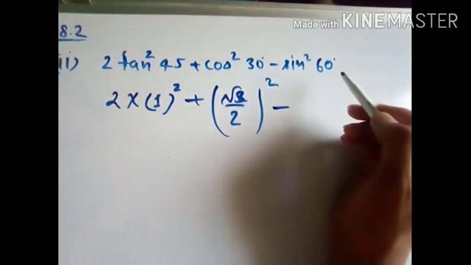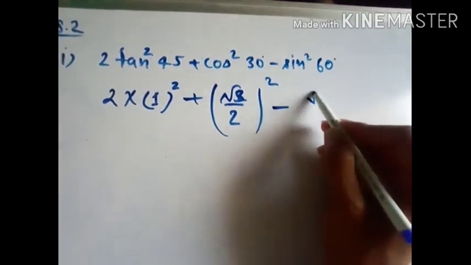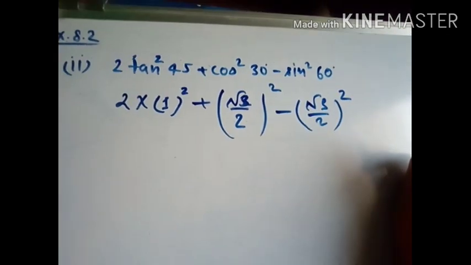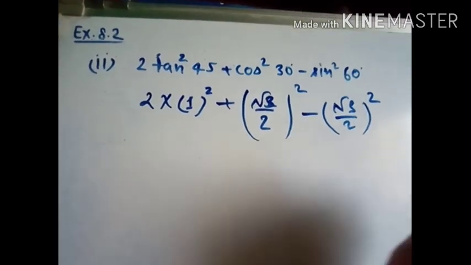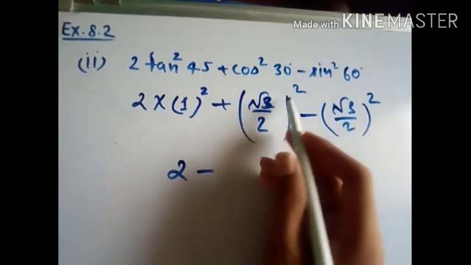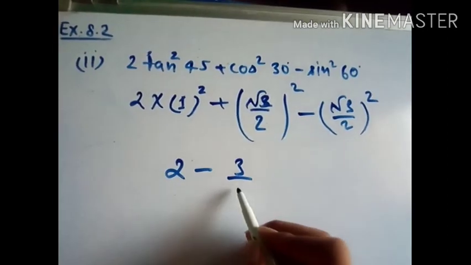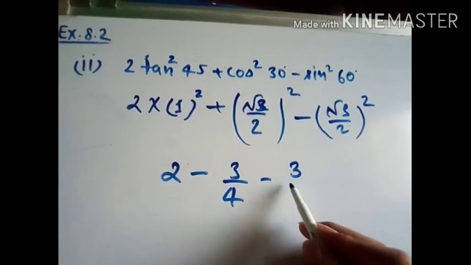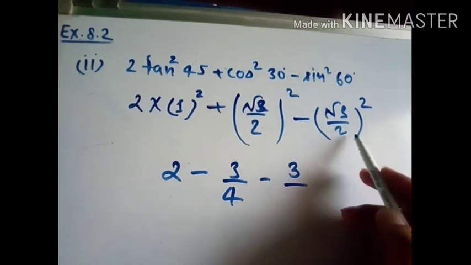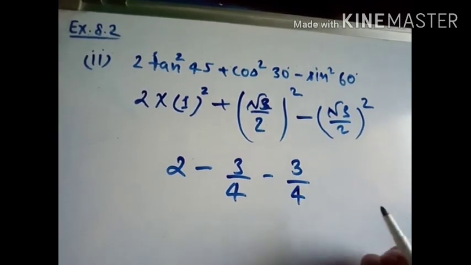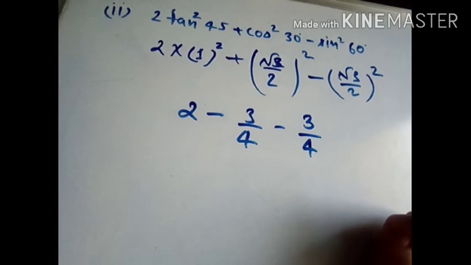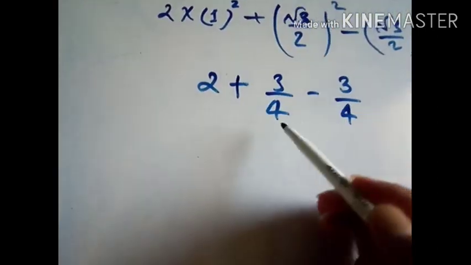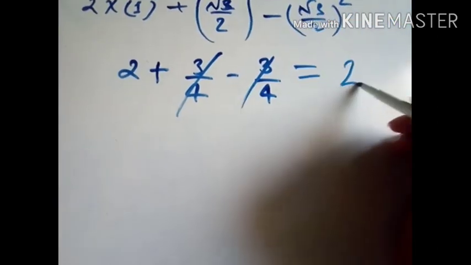Minus sine square 60 degree, how much is sine 60? Root 3 by 2. Very good. Now squaring, so 2 minus, squaring 3 upon 2 to 4, minus, squaring 3 upon 2 to 4. Okay, understand? This is plus sign. On solving this, they cancel each other and it becomes equal to 2. This is your answer.